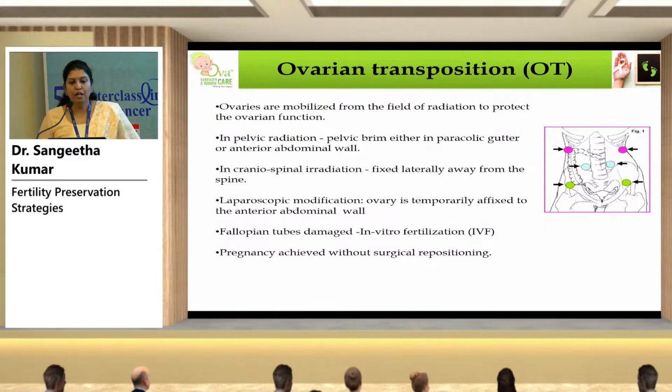Ovarian transposition. Ovaries are, in this case, mobilized from the field of radiation to protect the ovarian function. The latest one is the laparoscopic modification, where the ovaries are temporarily affixed to the anterior abdominal wall. But the only disadvantage of this is that due to the stretching of the ovaries, the fallopian tube might get damaged. In that case, natural conception is not possible. They have to go for IVF treatment. But in this ovarian transposition, pregnancies have been achieved even without surgical repositioning.